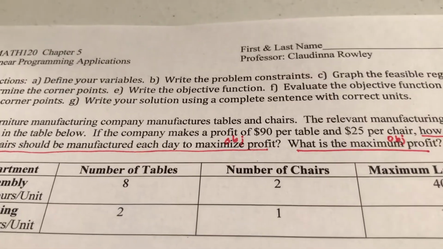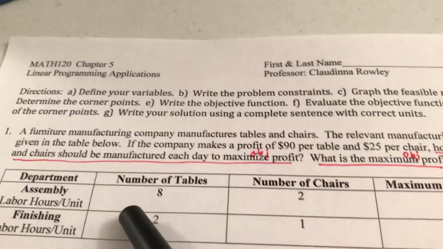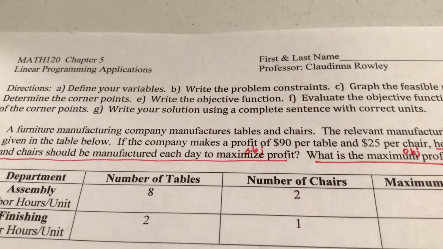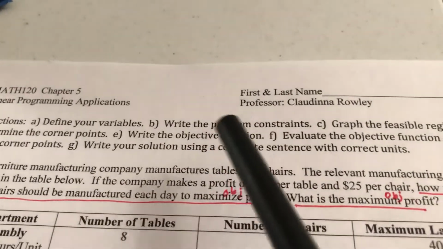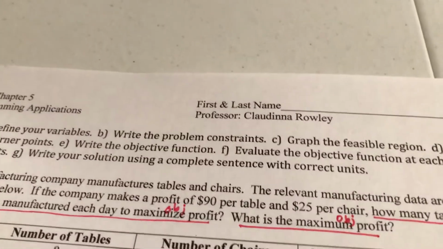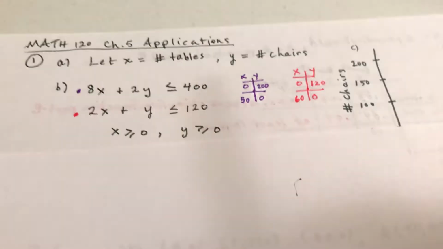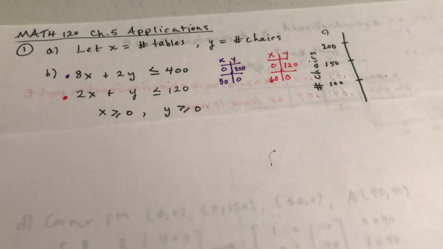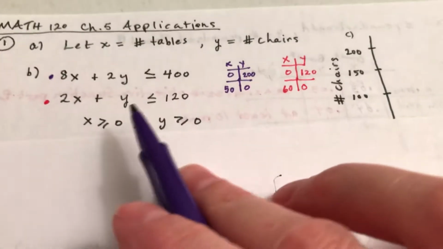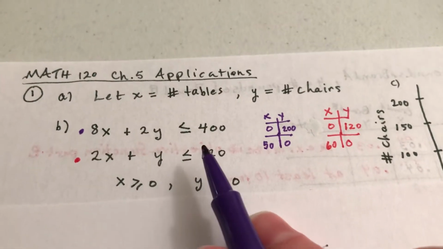Hello students, I am working number 1, the table and chairs problem, and we are looking at part C. So we're going to graph the feasible region, which comes from our inequalities. So I'm going to take my purple, and that'll represent this inequality, 8x plus 2y less than or equal to 400.